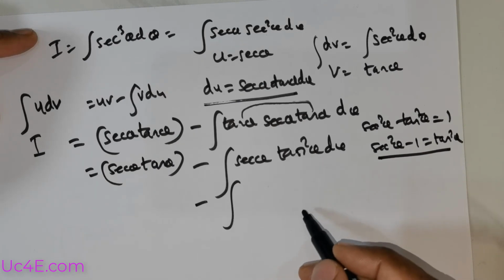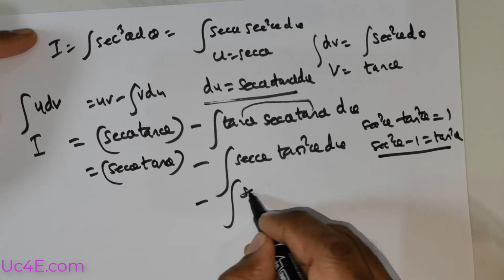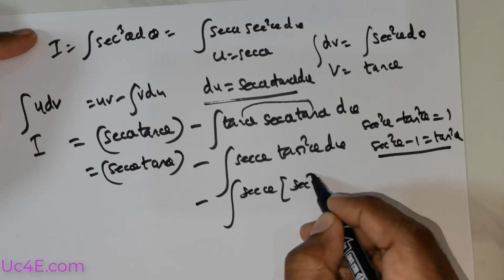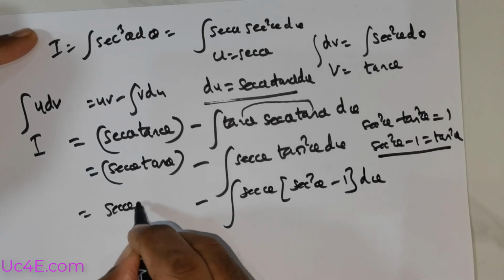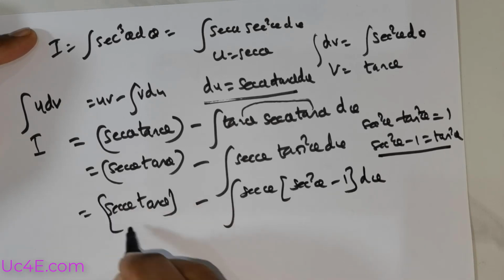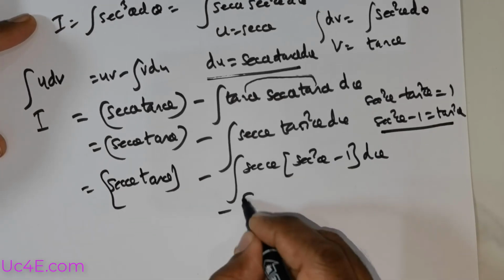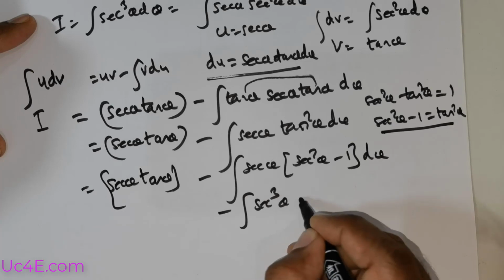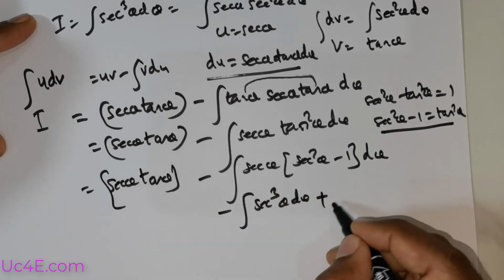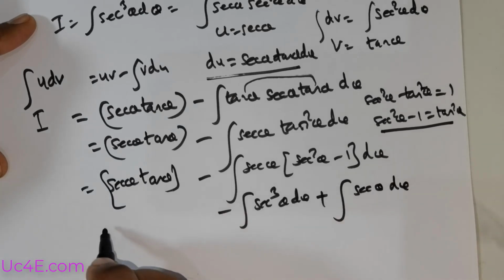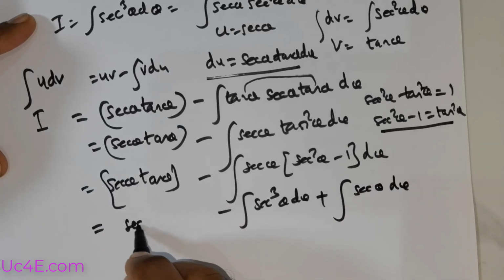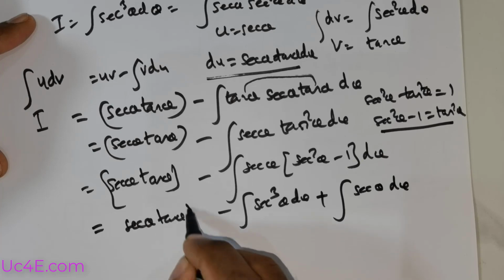So in place of tan square theta, I'm going to write secant square theta minus 1. So I got secant theta times secant square theta minus 1 times d theta. This is secant theta tan theta. I multiply these two together, I get integral secant cube theta d theta minus minus plus integral secant theta d theta. Over here this is secant theta tan theta.